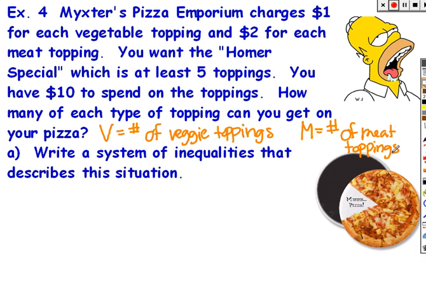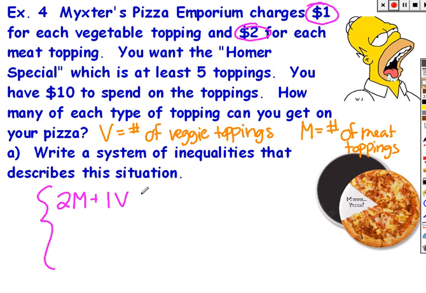Essentially, I need to write a system of inequalities that describes the situation. So what are the constraints on the situation? Well, I've got a money constraint. I only have $10 to spend. Each meat topping is $2, and each veggie topping is $1. So if I'm writing an equation to relate the price, well, $2 times the meat toppings, so $2 for every meat topping, and then I'm going to pay $1 for every veggie topping, or just V.